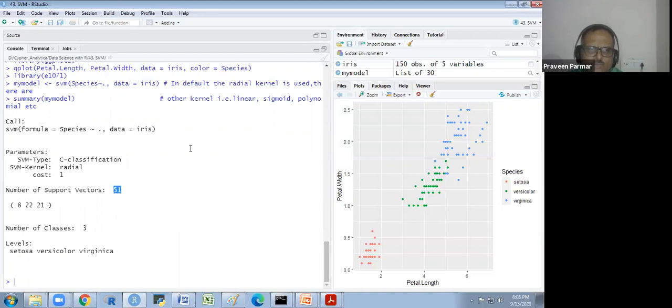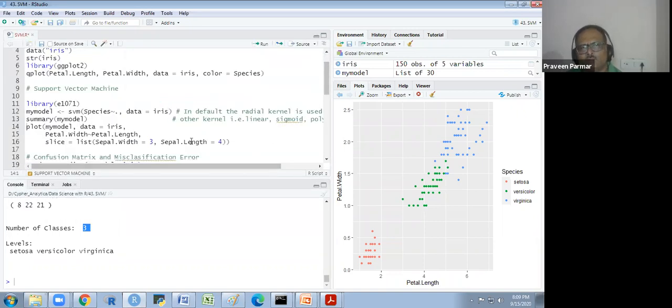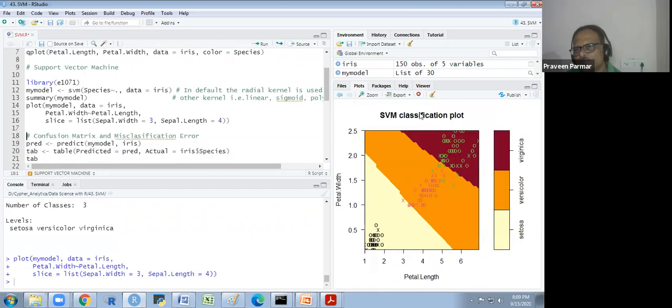Support vectors, as I have explained, are the ones I showed on the upper side when I first drew it. There are 8 support vectors in the first species, 22 in the second, and 21 in the third. The number of classes is 3. We know these are setosa, versicolor, and virginica. And I plot this so you could better understand.